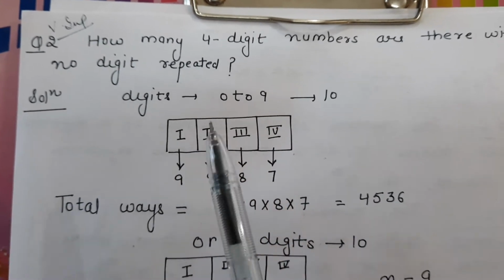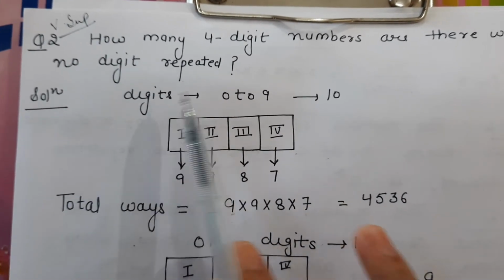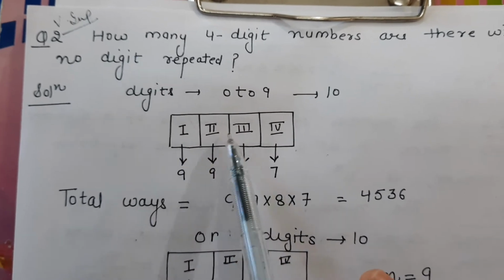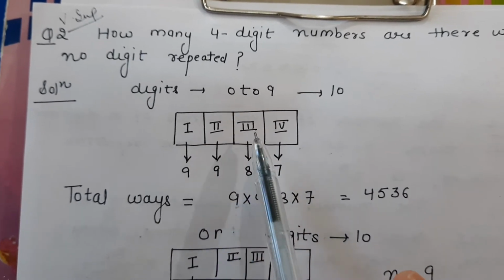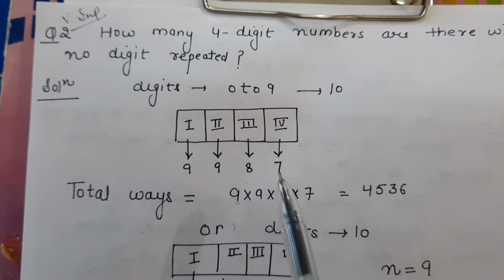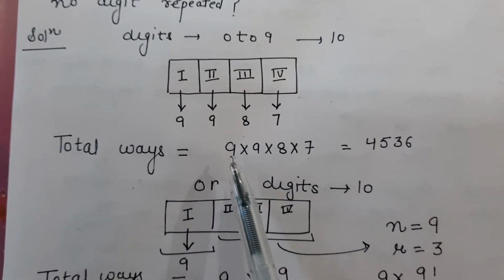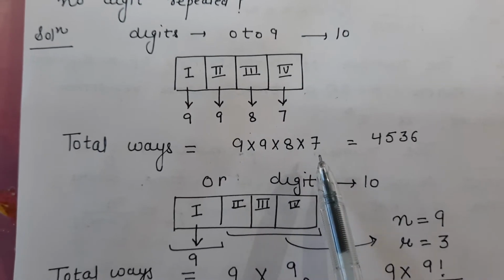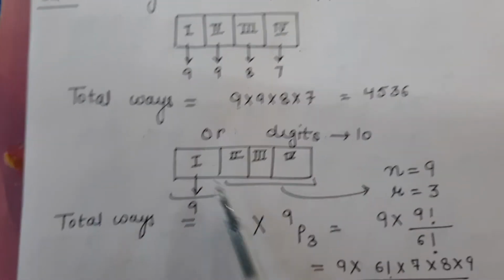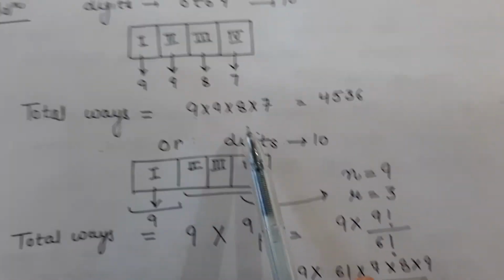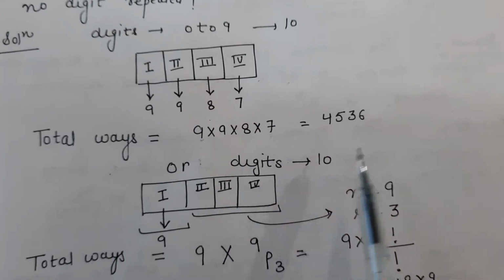So the repetition is not allowed. Total digits were 10. 1 is used here. Now we are left with 9. So this place can be filled in 9 ways, this place 8 ways, and this place 7 ways. So the total ways are 9 into 9 into 8 into 7. This is 4536.